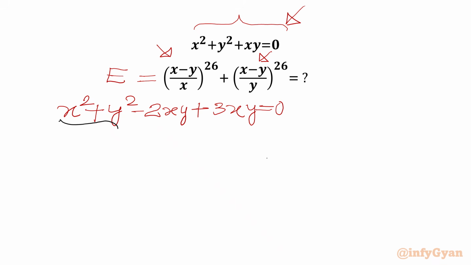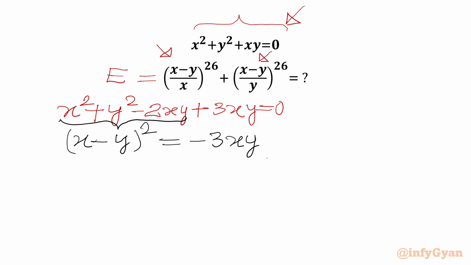Now from these three terms, we can write this as x minus y whole square, and plus 3xy we will take to the RHS and write minus 3xy. Now x minus y is here. Now the requirement is x and y in the denominators.